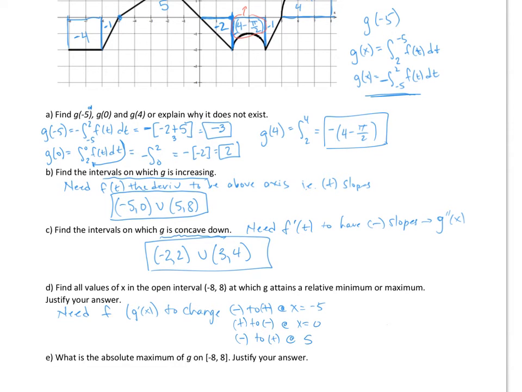All right, so what does this tell us? Well, if it's changing from negative to positive, this is a relative minimum. If it's changing from positive to negative, this is going to be a relative maximum. And then if it changes again from negative to positive, we have another relative minimum. So our justification is because the slopes are changing, and we indicated it here. So we have a relative min at x equals -5 and 5, and a relative maximum at x equals 0.